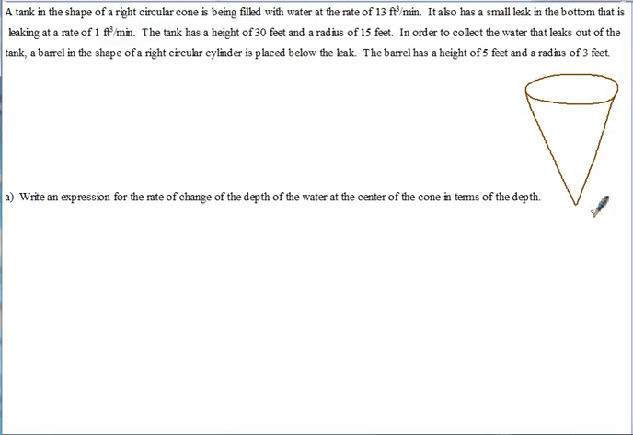There's our cone. And it says it's being filled with water at a rate of 13 cubic feet per minute. So there's water going in, 13 cubic feet per minute. But it also has a leak in the bottom. It's leaking out at 1 cubic foot per minute. Okay. And it also gives us the dimensions. It says the height is 30 and the radius is 15. So the radius is 15, the height is 30.